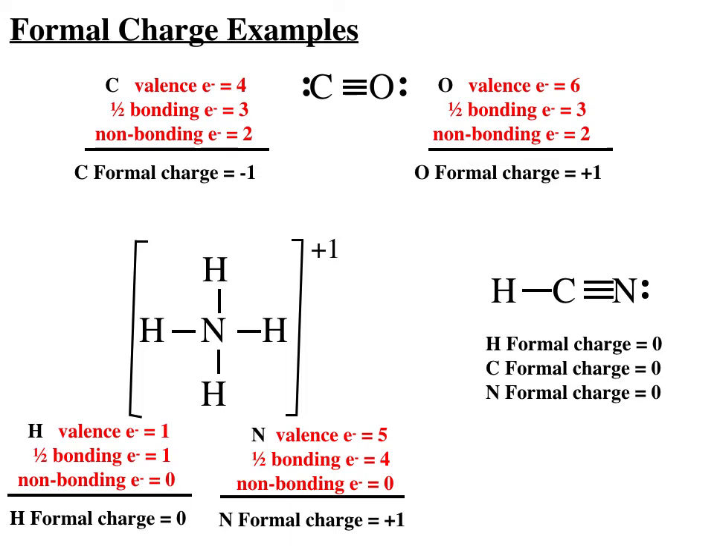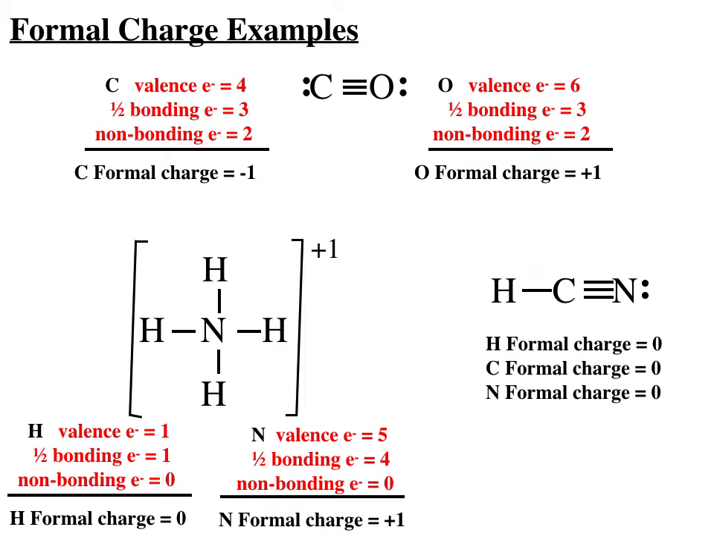Ammonium has 4 hydrogens that are all exactly the same. Each of them has 1 valence electron, and it gets half the bonding electrons, which is 1. It has no non-bonding electrons. The formal charge on H, each of the H's, is 0.